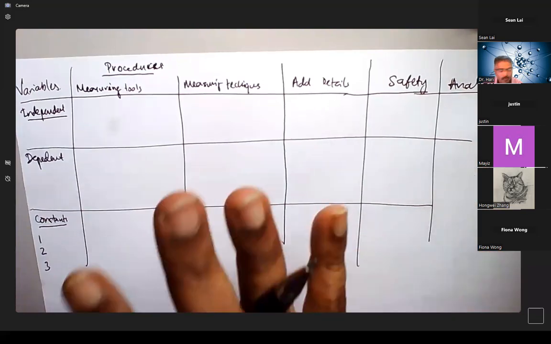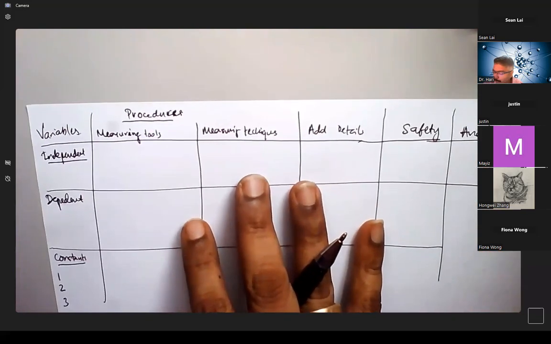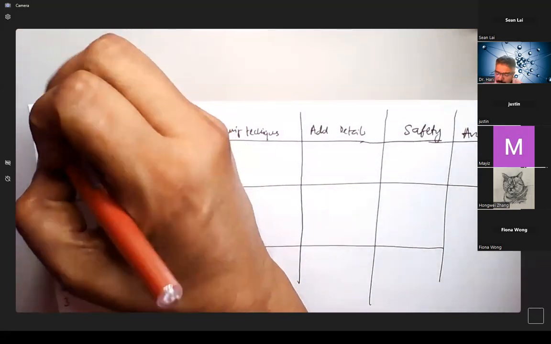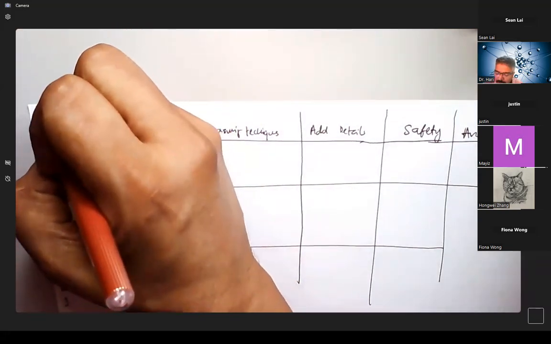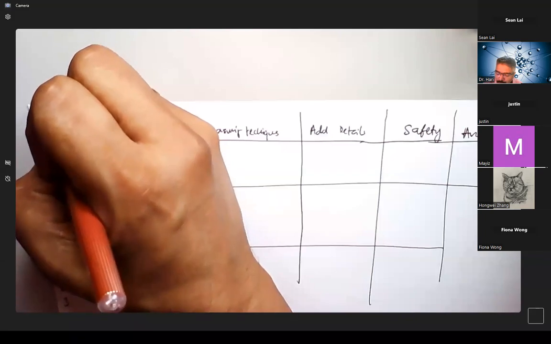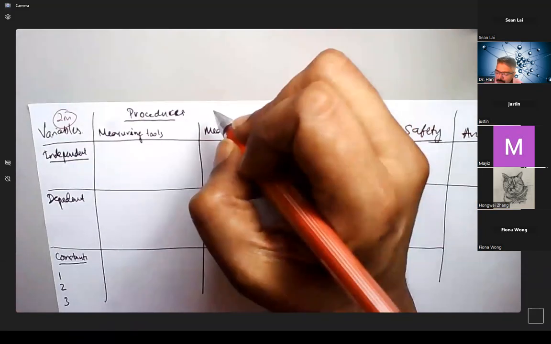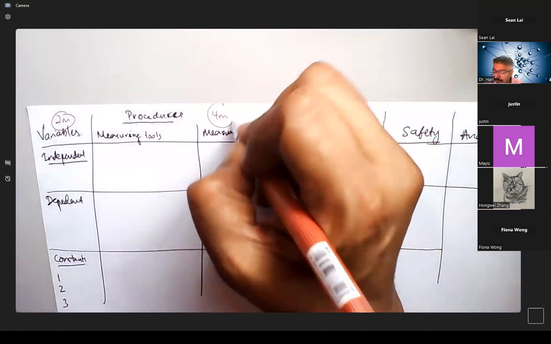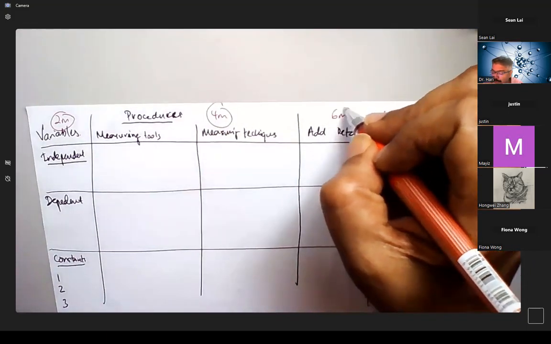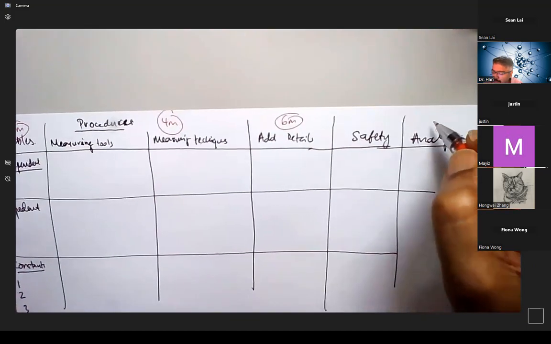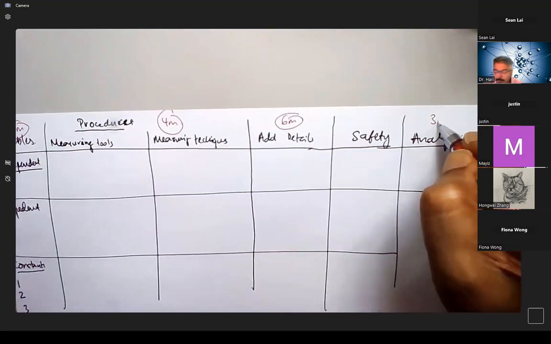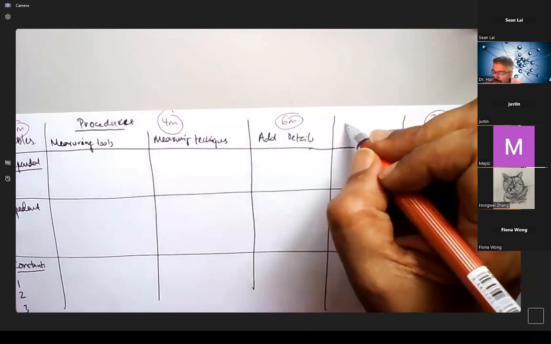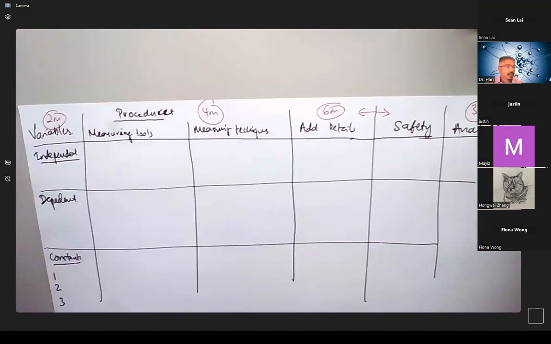Okay, so I'm going to write the marks roughly because it's almost the same for the last 2, 3 years. So here is 2 marks. Here is 4 marks, as a guidance, right? Additional detail, 6 marks. Analysis, 3 marks. Okay, additional detail and safety is 6 marks. It comes under that.